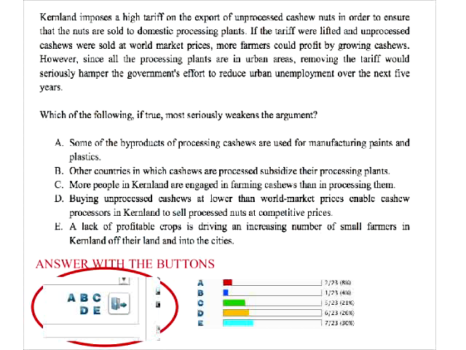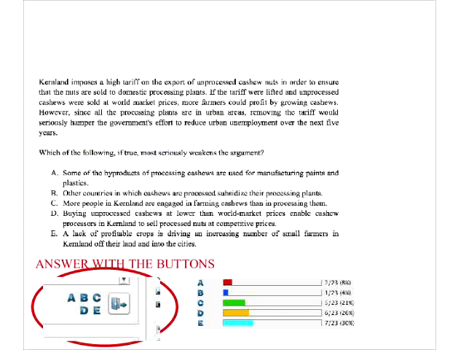Here's the deal. All right, let's simplify this argument. Kernland imposes a high tariff on the export, and so on. So there's a tariff on their cashews. If the tariff were lifted, then more farmers could profit. So if we're talking about two consequences of removing the tariff, the argument says if the tariff were removed, more farmers could profit.